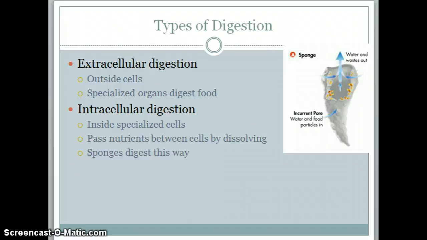Sponges do have specialized cells within their bodies for things like detecting light and moving things from one cell to another. So even though sponges don't have organs per se, they do have specialized structures that help them to do specialized tasks.